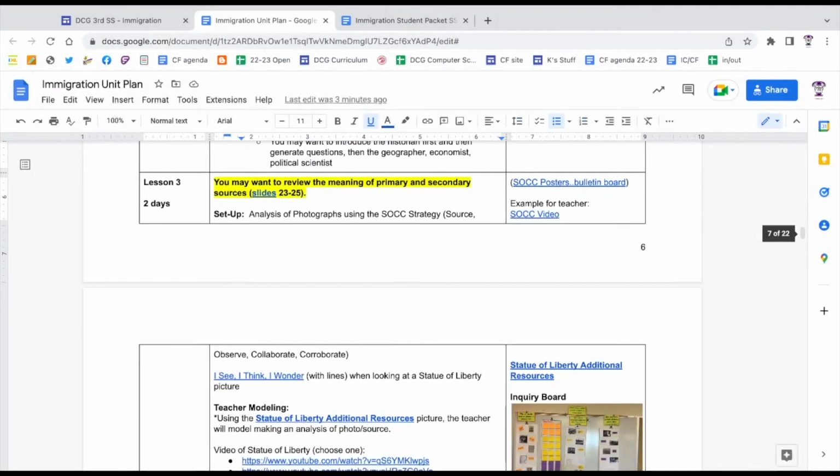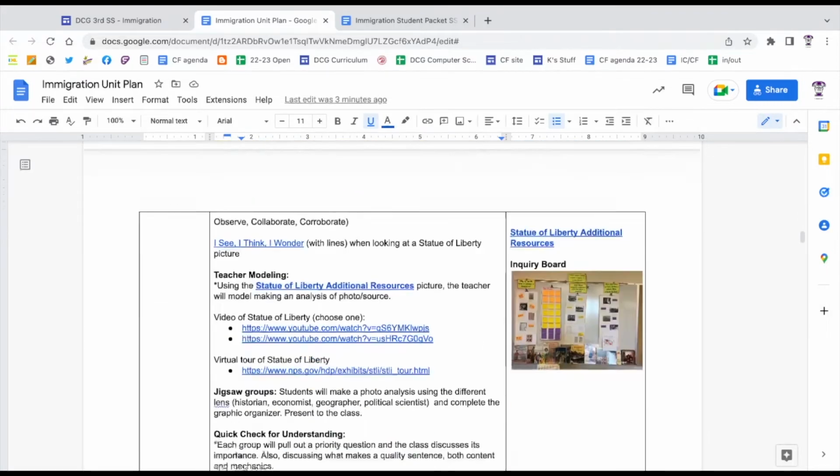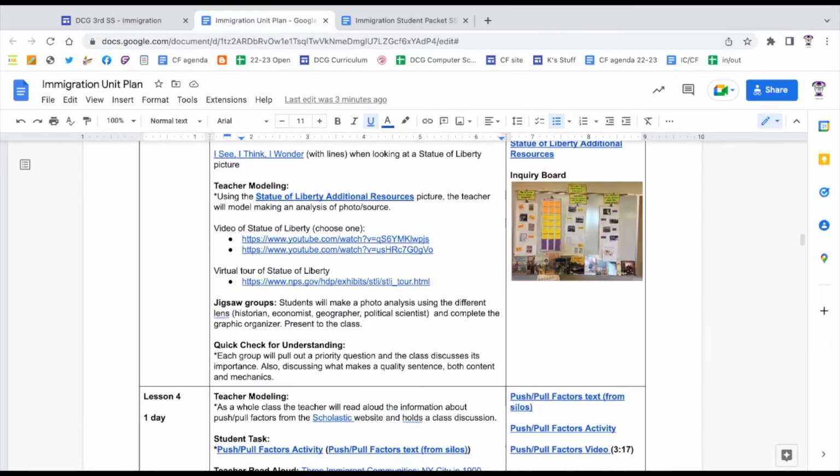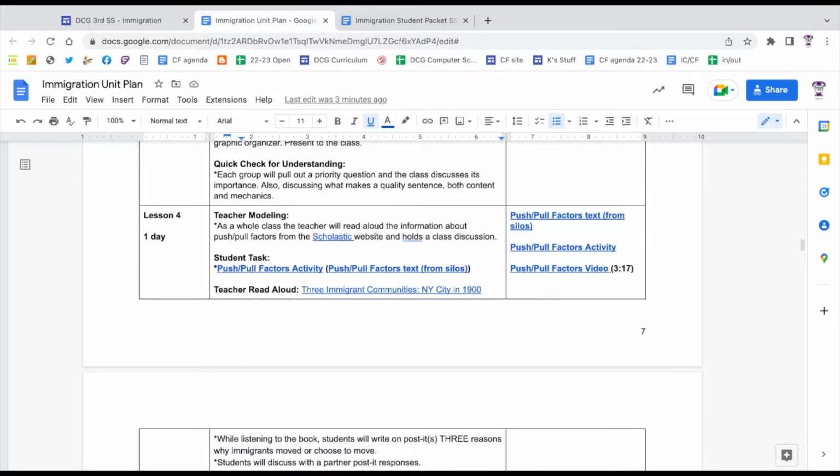In lesson 3, you might want to use a review of primary and secondary sources. Again, they would have experienced it in 2nd grade, but might need a refresher. There's a collection of images that students can use, and this is all about the Statue of Liberty. Lesson 4 focuses on push-pull factors. Push meaning things that make someone want to leave their home, leave their country, like famine, loss of a job, anything typically that's negative.